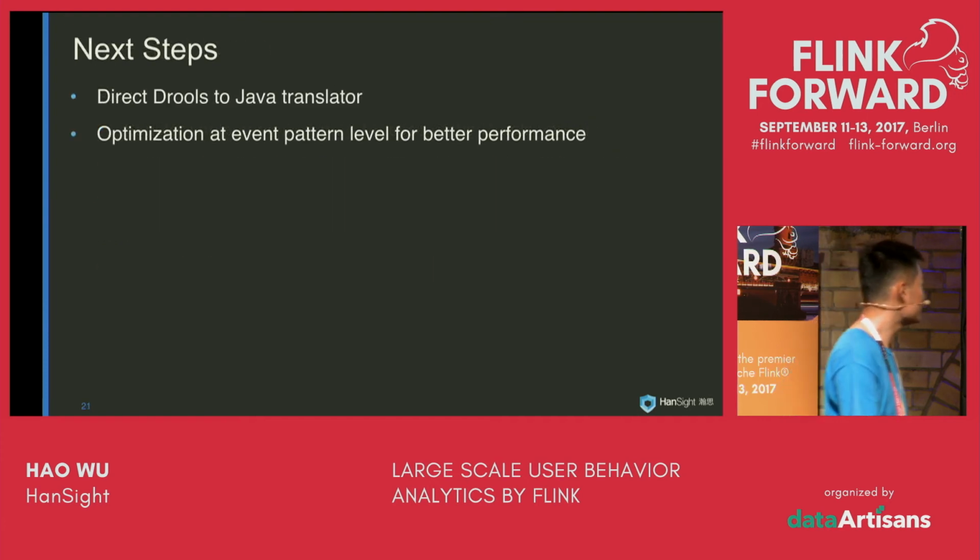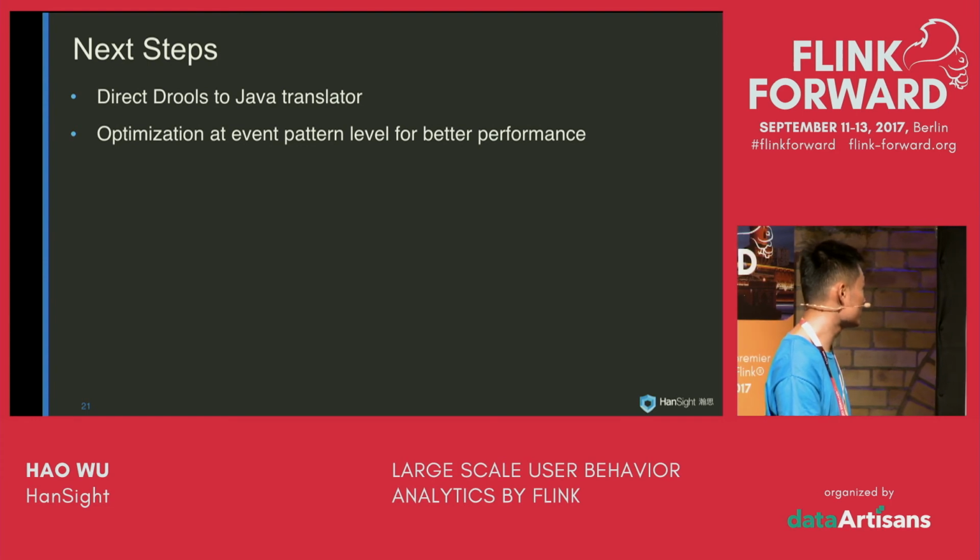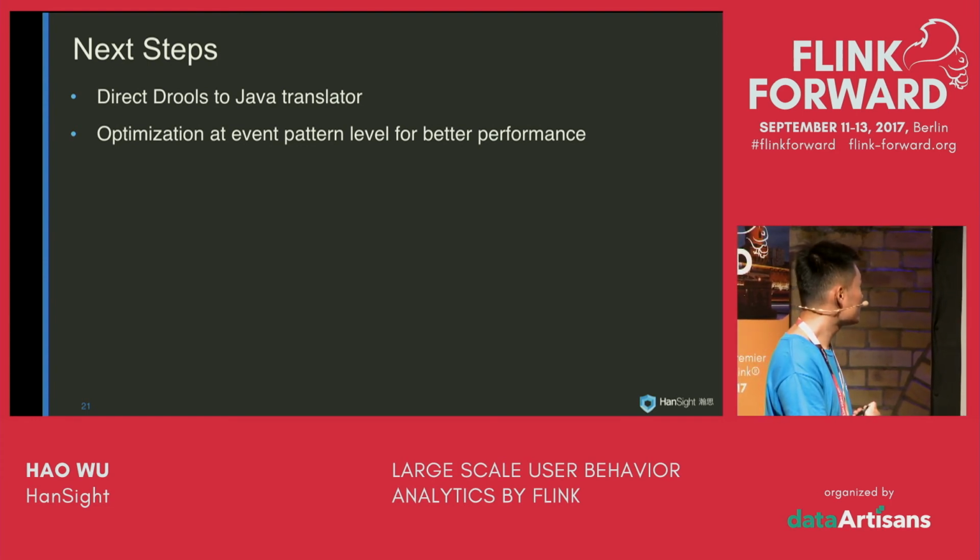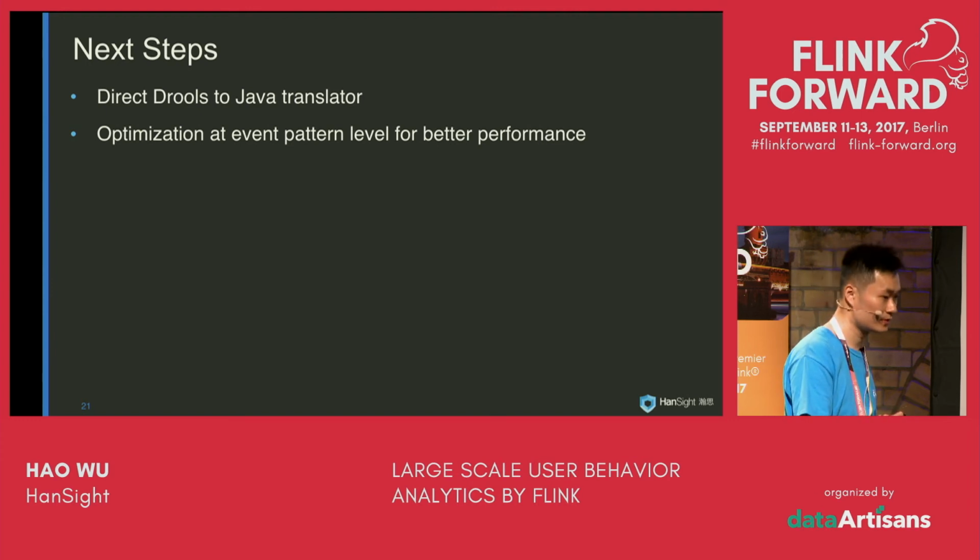So what's the next step? Previously I talked about two solutions, Jules and native CEP stuff. What we want to do is try to build a Jules to Java translator, that is, to map the first solution to the second solution. We are still working on it, and it looks workable because Jules is just Java code. The second is optimization at the event pattern level for better performance. That means we have to make some modifications to the Flink source code.